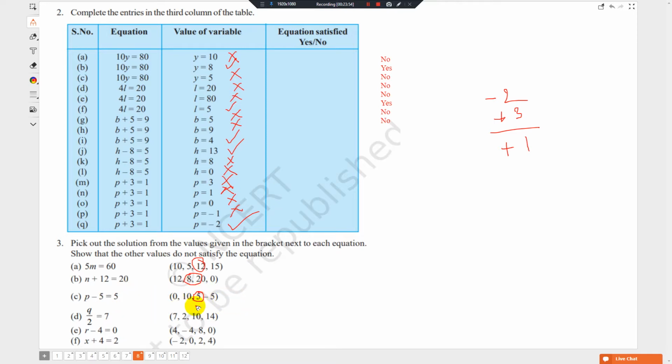Yes, 5 plus 5 minus 5 gives, oh sorry, 0. This is 10 plus 10 minus 10 plus 5. Now q minus 2 is equal to 7. Yes, 14 divided by 2 is equal to 7. r minus 4 is equal to 0. Plus 4. Now x plus 4 is equal to 2. Minus 2, yes.